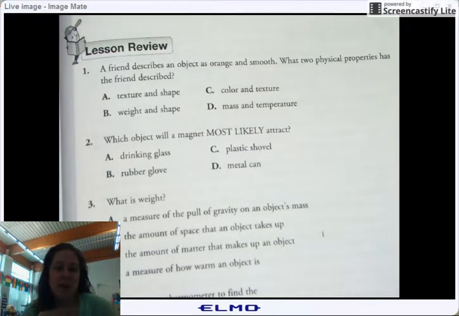Which object will a magnet most likely attract? A drinking glass, a rubber glove, a plastic shovel, or a metal can? Think about what a magnet attracts to.